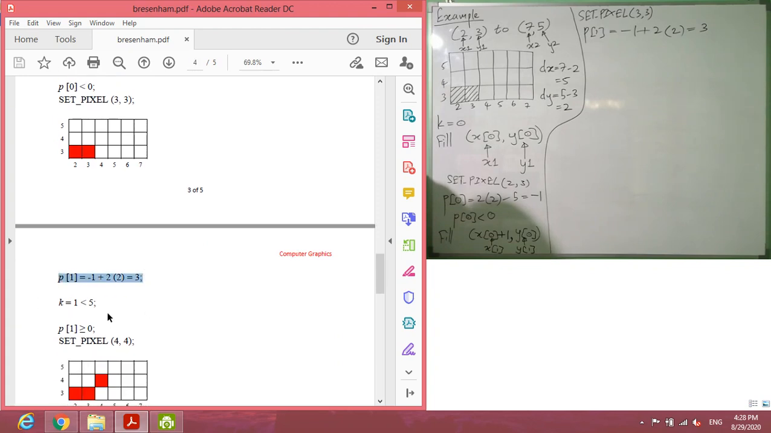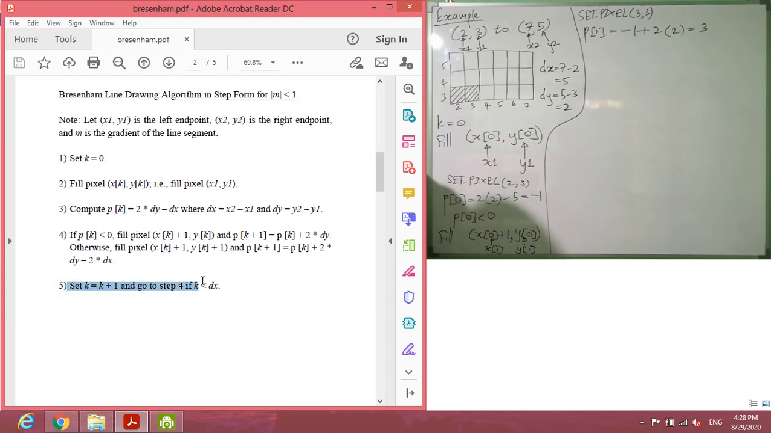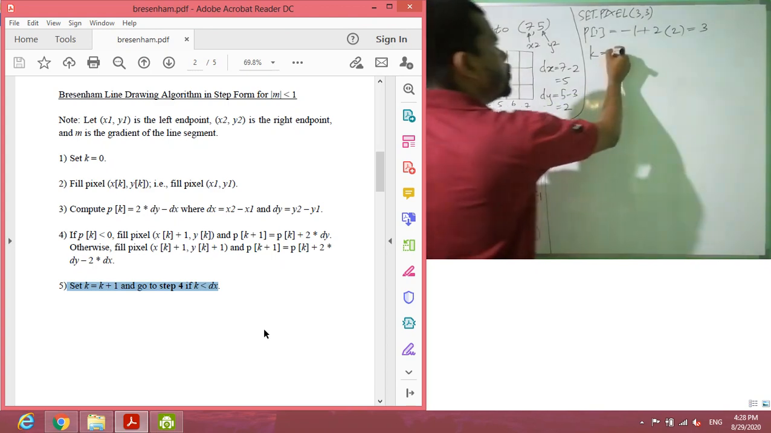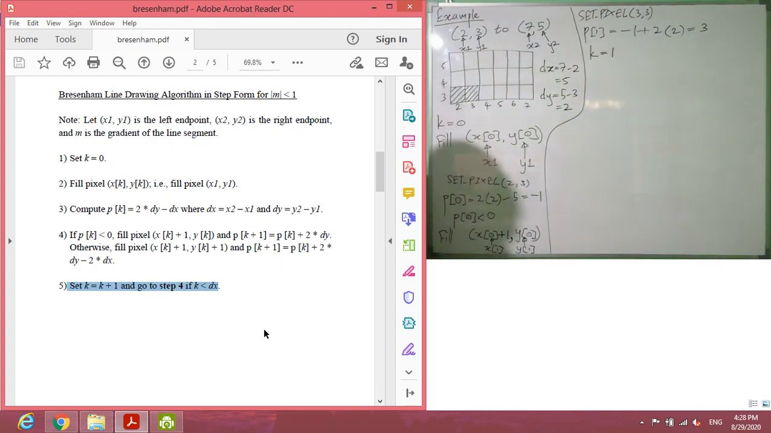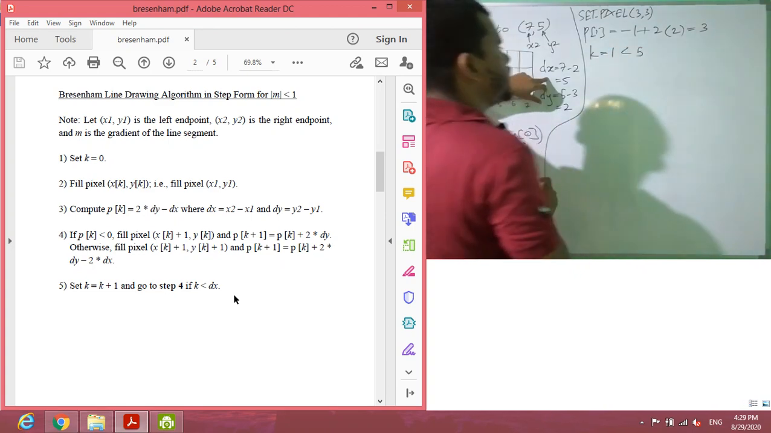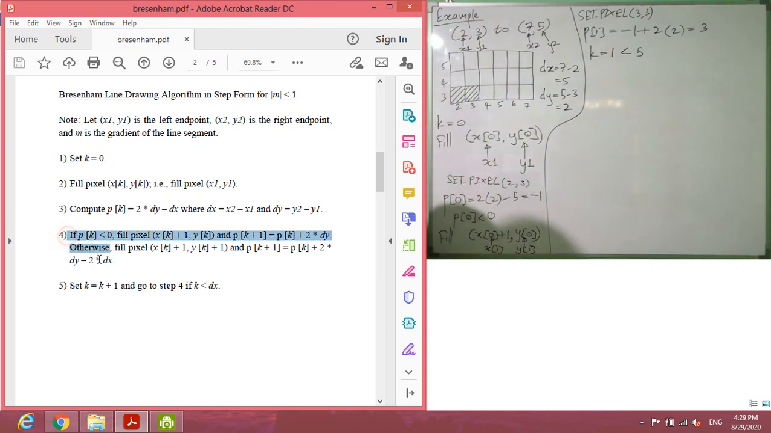This part. Then after that we move to this step. We assign k equals 1, and go to step 4 if k is less than dx. What is the value of dx? It is 5. Value of k is less than 5. Therefore, we move again to step 4.